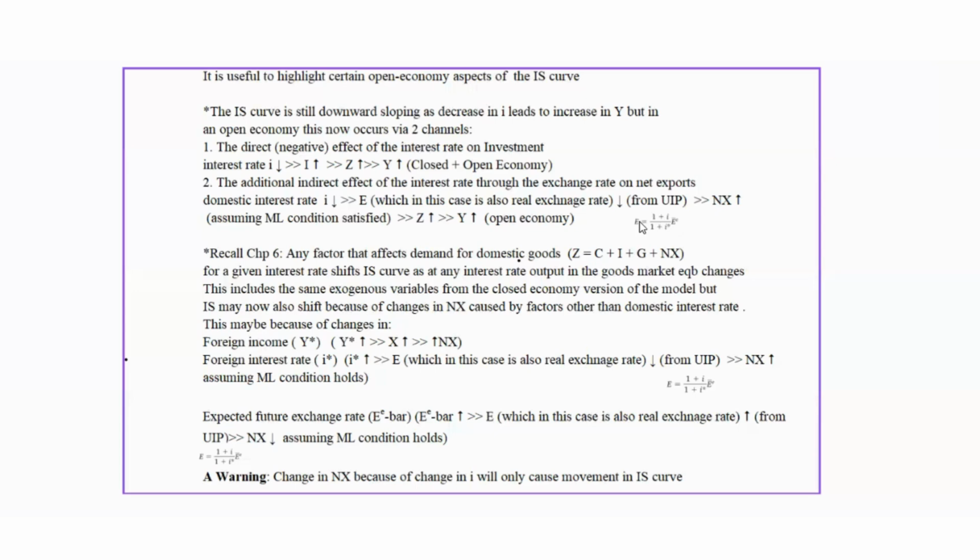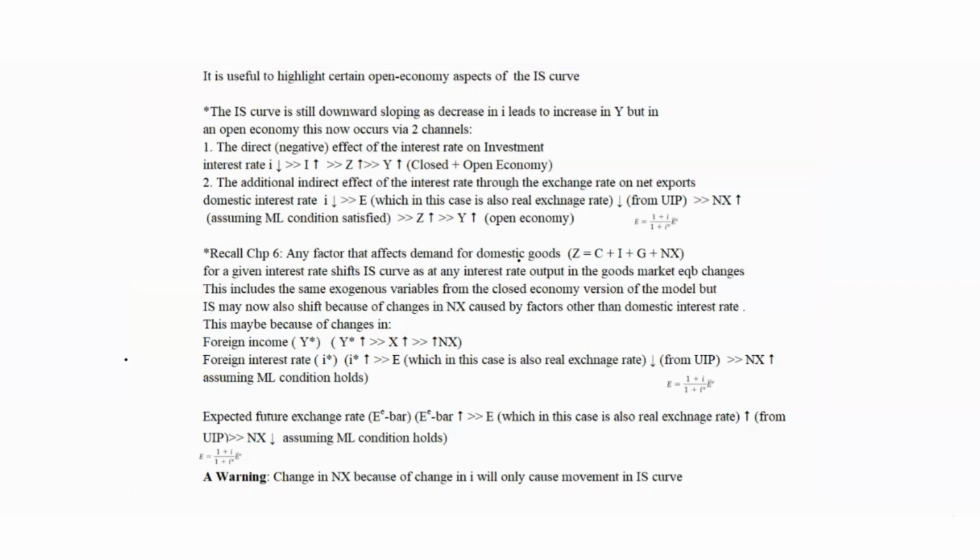We can see our exchange rate changes, which, assuming the Marshall-Lerner condition is satisfied, changes our net exports. Net exports, just like investment, is a component of demand. So demand Z changes because Z is made up of I and NX, and C and G. As a result of this, output changes.